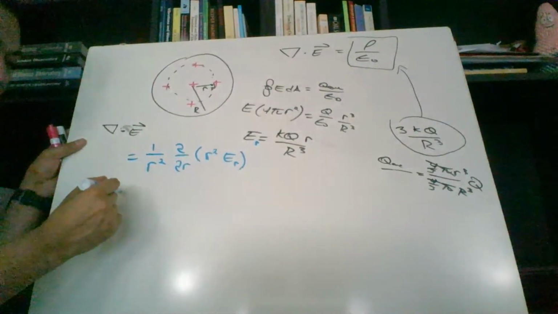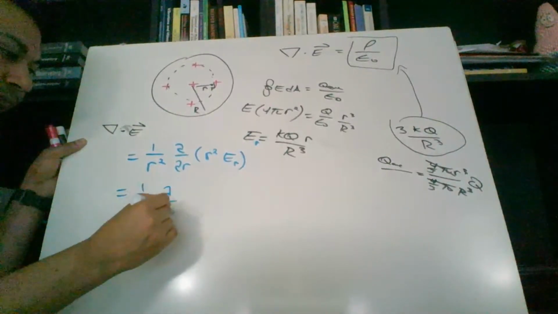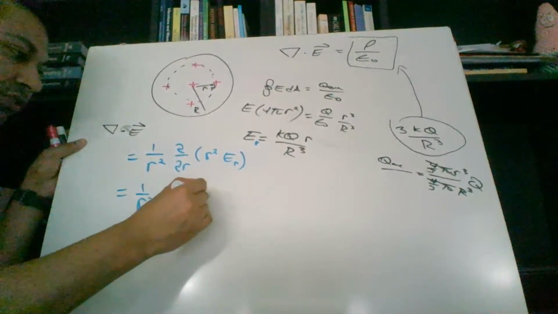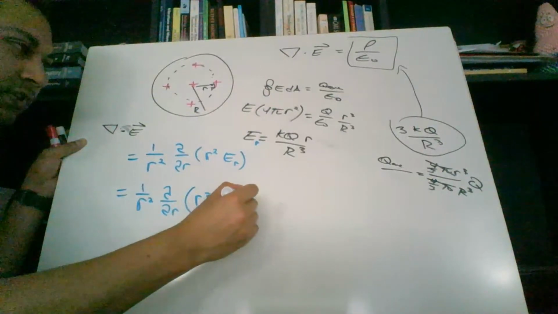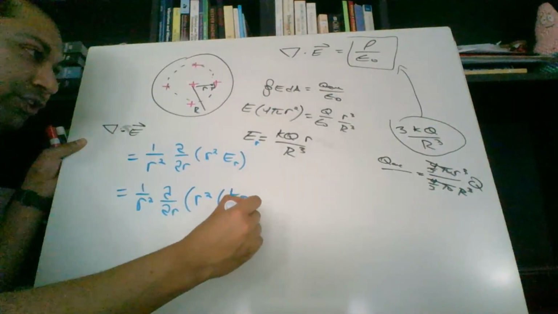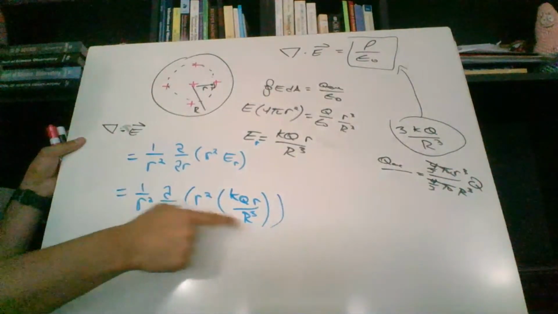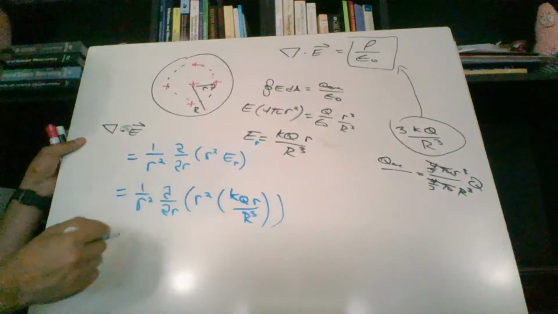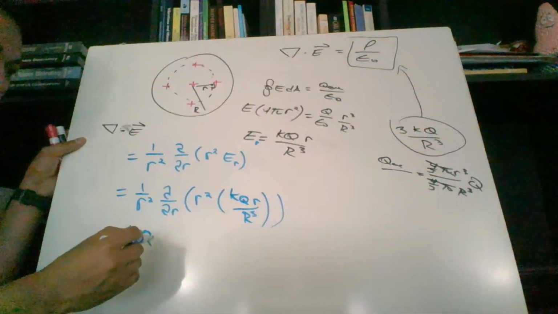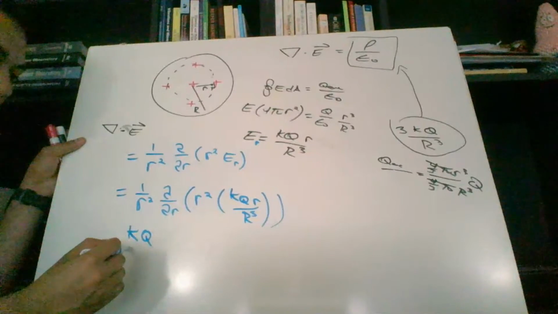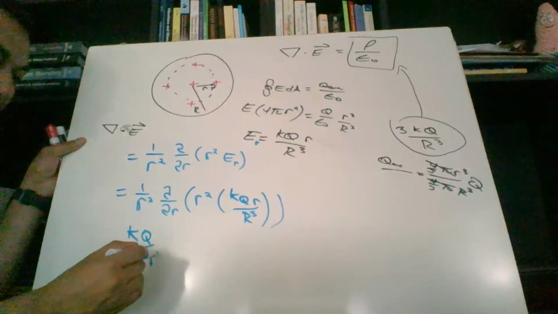So all you got to do is plug into this equation here. You get 1 over r squared d dr of r squared, and the electric field is kq r over r cubed, like that. And then anything that's a constant here can get pulled out. So the kq and the r cubed gets pulled out. You have kq over r cubed. You still have this r squared term on the outside.